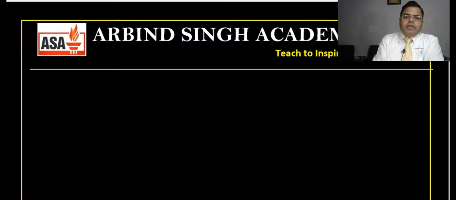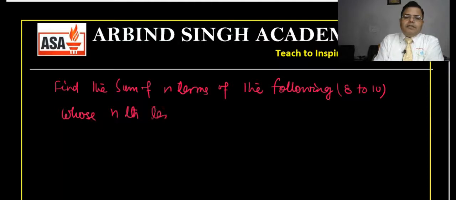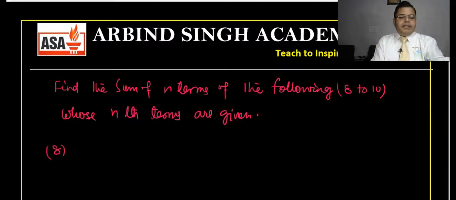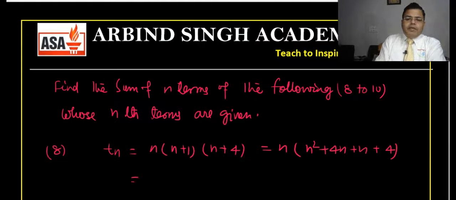Now there are some more questions given. Find the sum of n terms of the following sequences, from 8 to 10, whose nth terms are given. So for question number 8, the nth term Tn is n into n plus 1 into n plus 4. So we can do it like n square plus 4n plus n plus 4. So that will be n cube plus 5n square plus 4n.